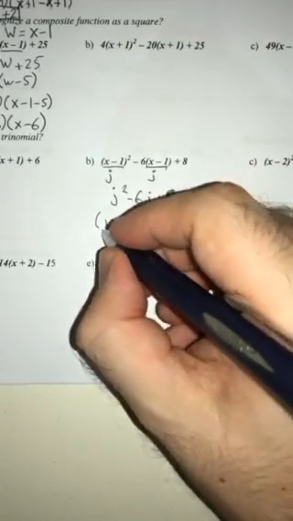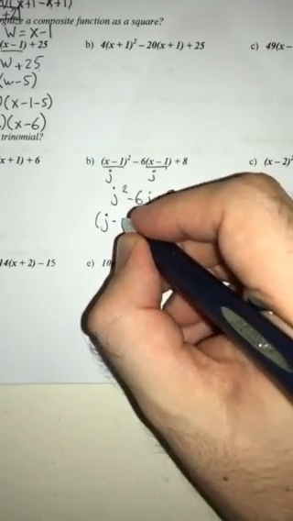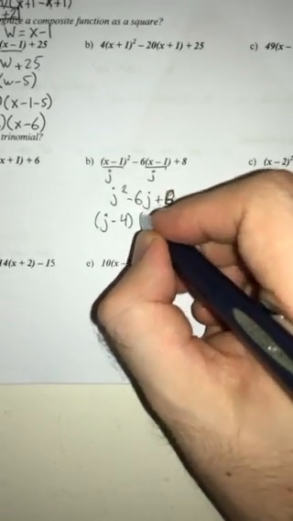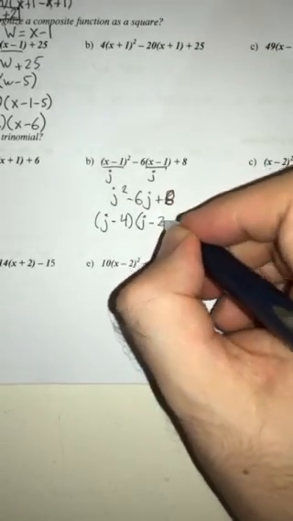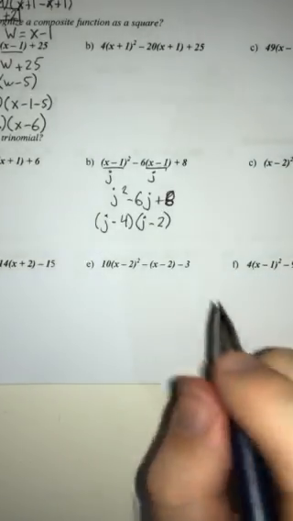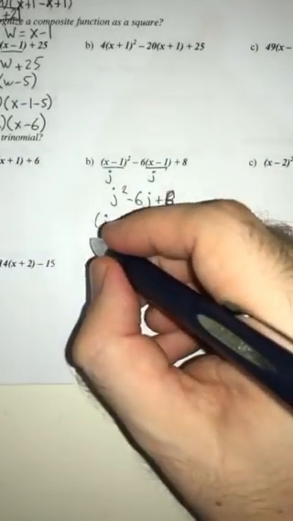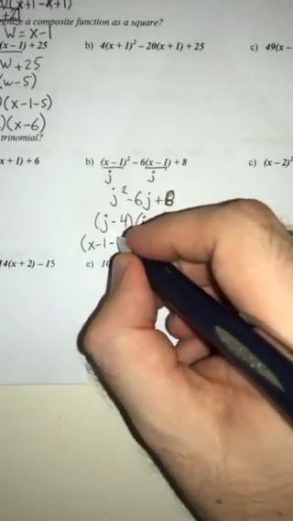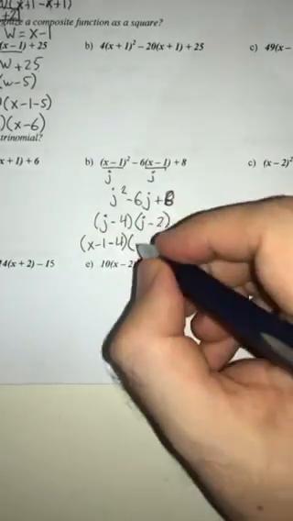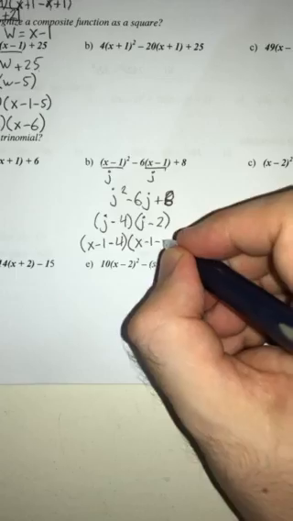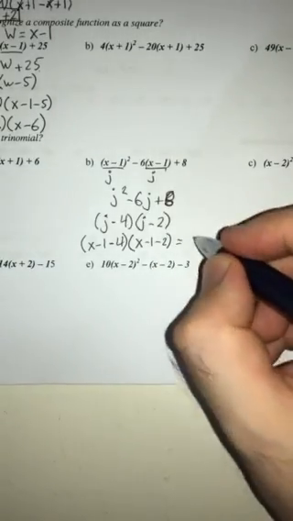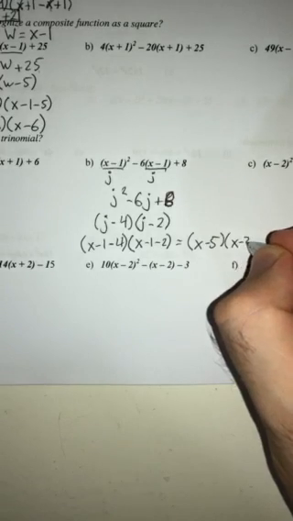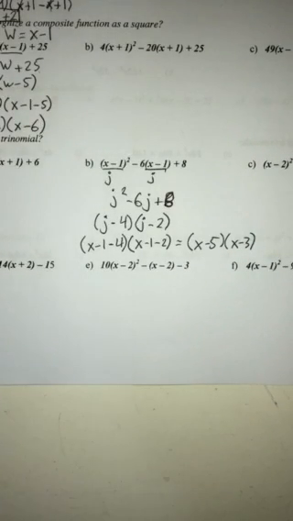Well, that's going to be j minus, what do we got? Minus 4 times j minus 2. Substitute back in. So we got, instead of j, it should be x minus 1 minus 4, and then x minus 1 minus 2. We end up with x minus 5 times x minus 3. There we go. So that's our final answer.